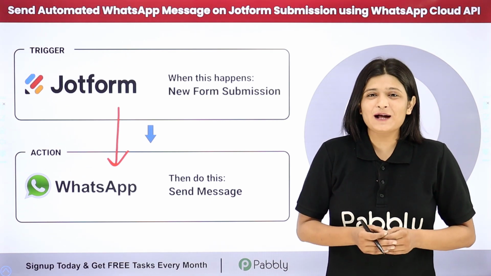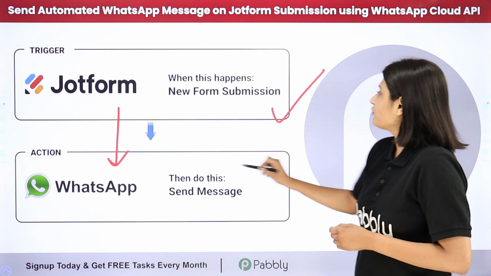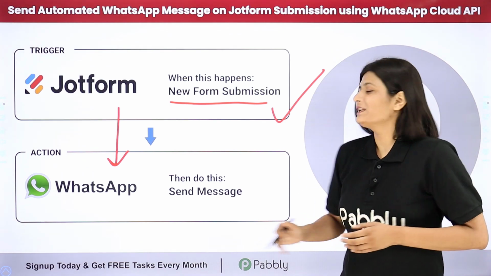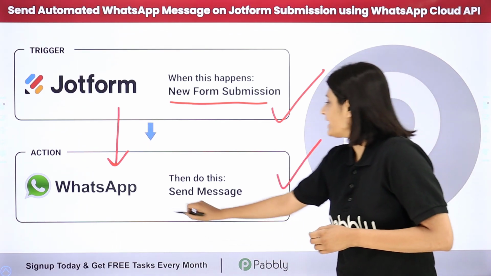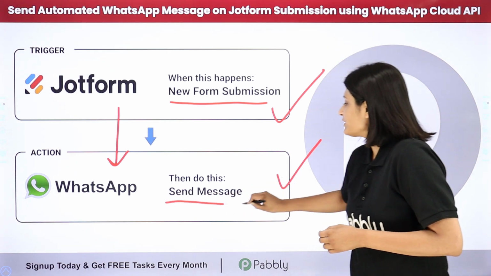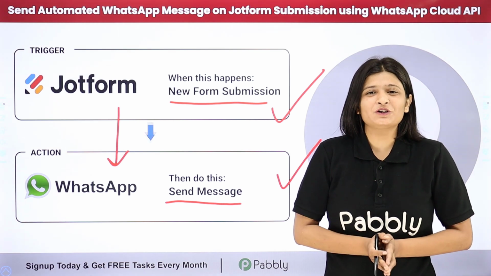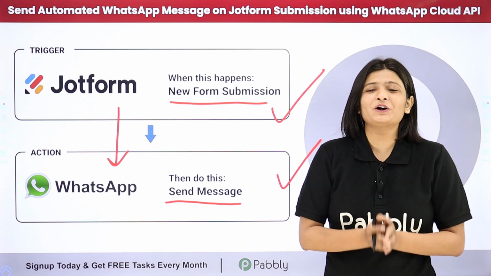Here, as my trigger application, I am going to take Jotform from where I will receive new form submission, and then in my action application, I am going to take WhatsApp Cloud API, with the help of which I am going to send automated WhatsApp message to my customers. If you want to learn this amazing automation step by step, then let me take you all to my screen.